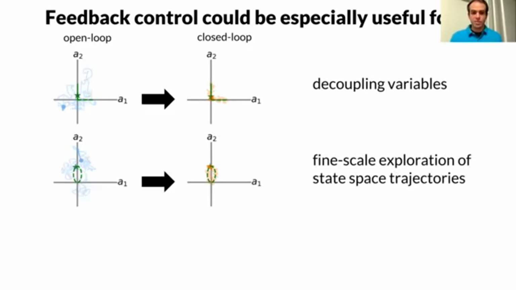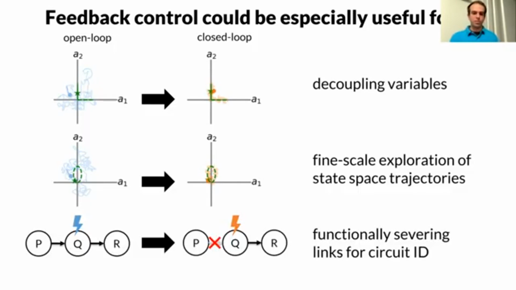State space trajectories, which have received a lot of attention for power in describing motor cortex or prefrontal cortex. Also for circuit identification problems, if you think of clamping the activity at a node, it is equivalent to severing the input functionally, because the inputs to that node are no longer propagated downstream. So it could be useful for circuit identification. Adam Willits is studying this extensively, so keep an eye out for a paper from him.